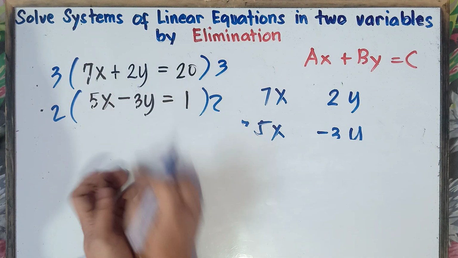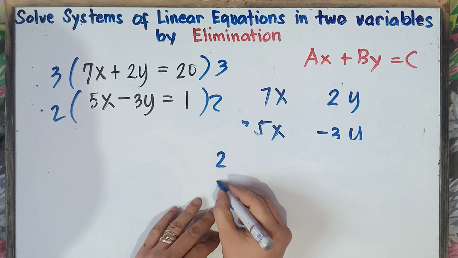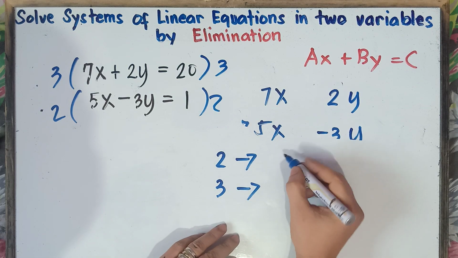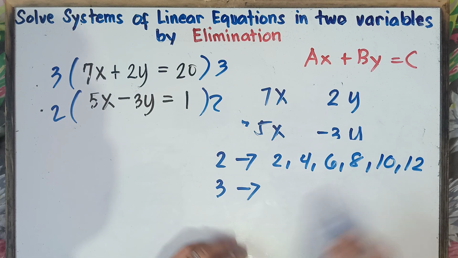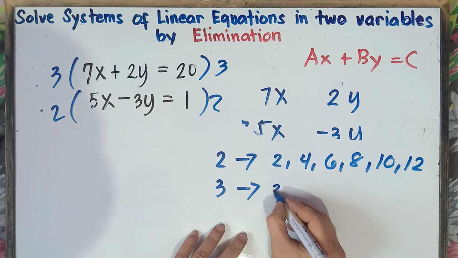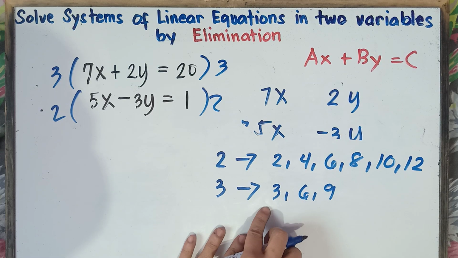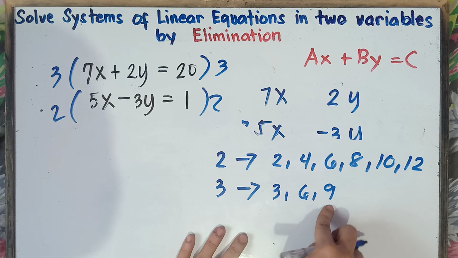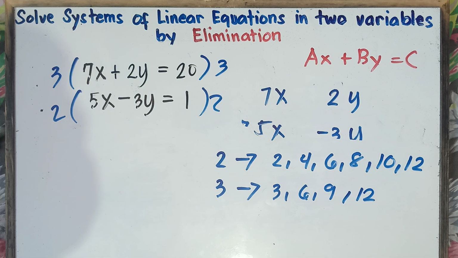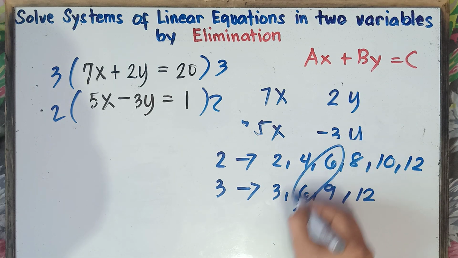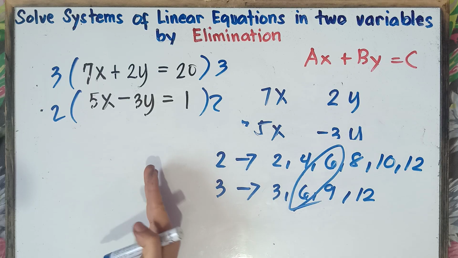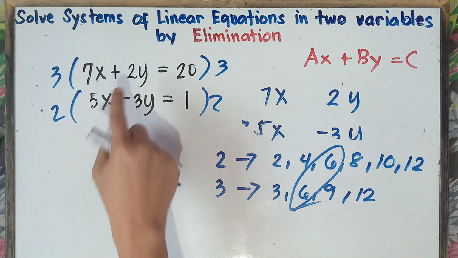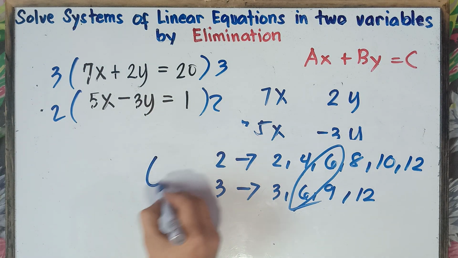Because the LCM of 2 and 3: multiples of 2 are 2, 4, 6, 8, 10, 12, and so on. Multiples of 3: 3 times 1 is 3, 3 times 2 is 6, plus 3 is 9, plus 3 is 12. The LCM of 2 and 3 would be 6. The least number that is common to 2 and 3 would be 6. Or you think of the least number that can be divided by 2 and can be divided by 3, and that would be 6.